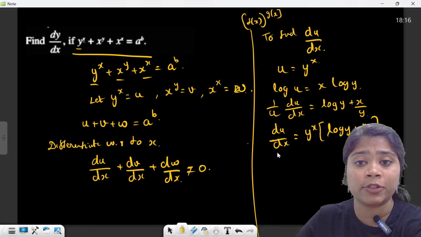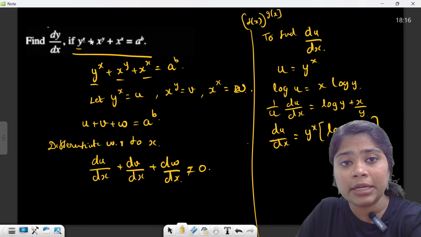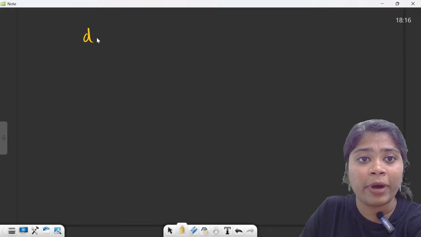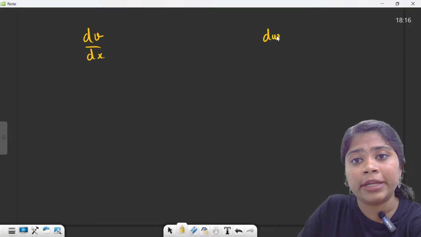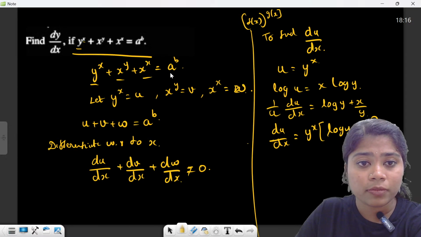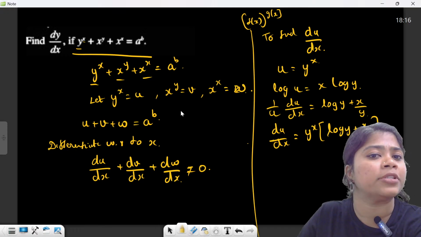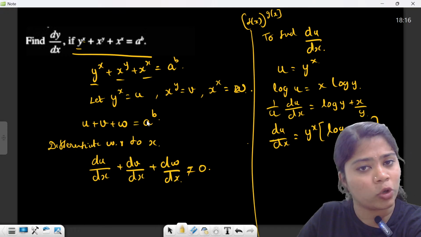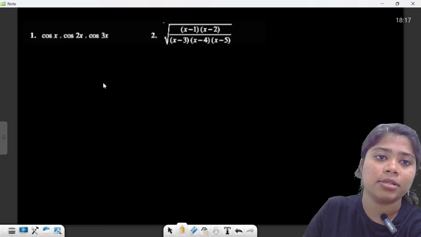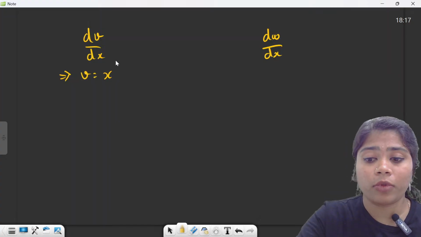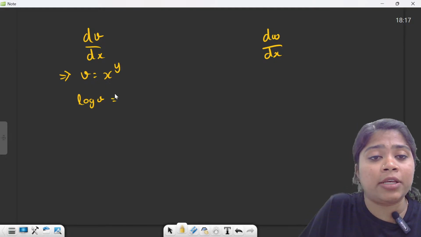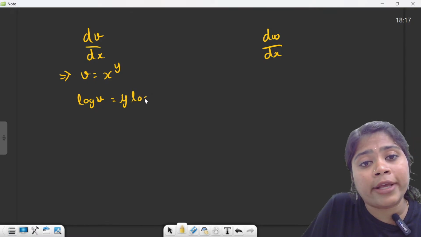Similarly, you want to find the values of dv by dx and also dw by dx. So what is v? v is equal to, I think we solved this question in the previous class, I guess. I again took the same question. Maybe. It's okay. Let's discuss. x to the power y. So taking log on both sides, log v is equal to y log x.